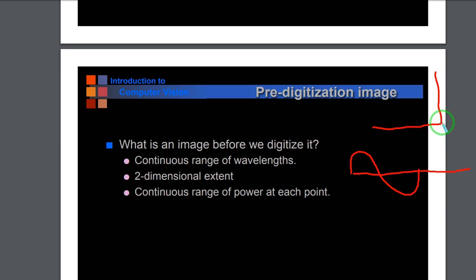Okay, then the third thing is a continuous range of power at each point. So if you can see this continuous range of wavelength, it can give you a power at each point. So before registration it looks like that.